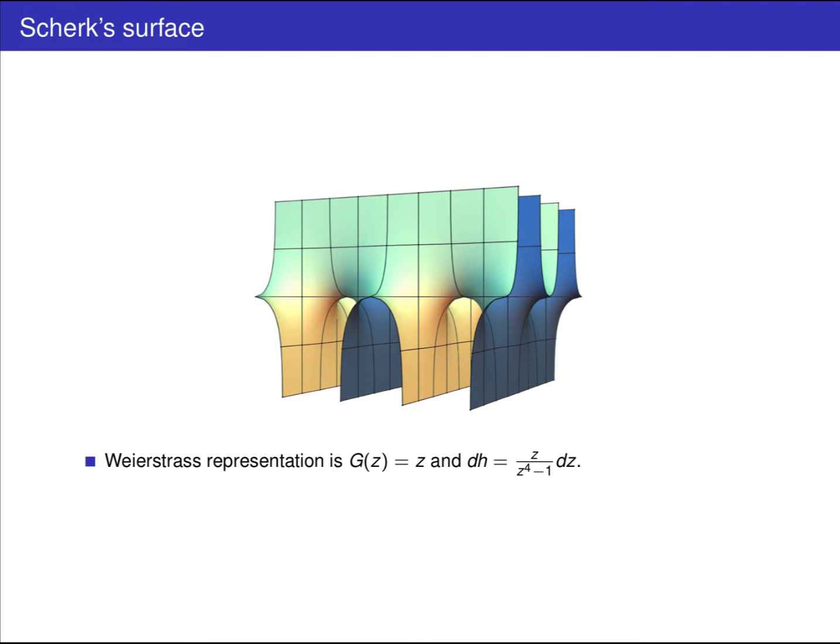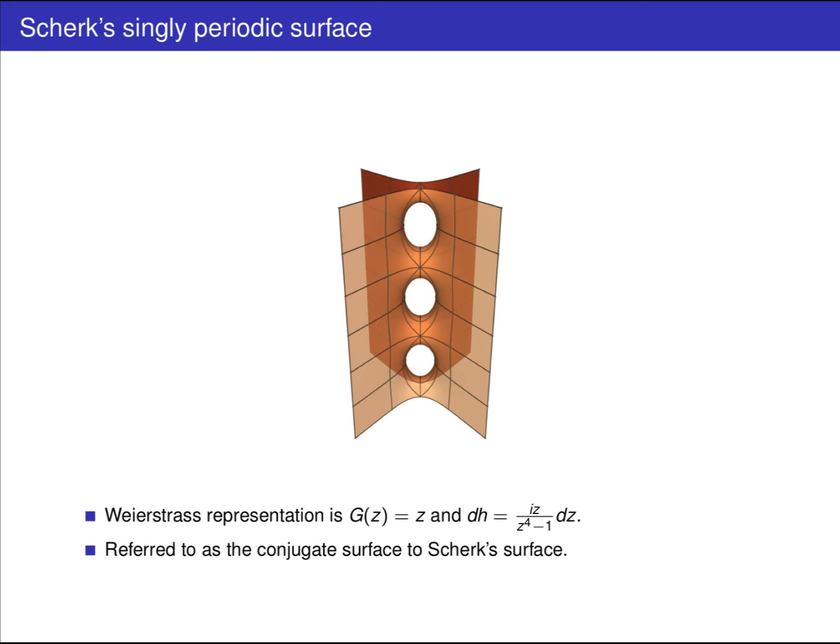Scherk's surface, doubly periodic surface, the Weierstrass representation is g of z equals z, dh equals z divided by z to the 4th minus 1, dz. Conjugate surface to Scherk's doubly periodic surface is Scherk's singly periodic surface. Weierstrass representation, g of z equals z, and dh equals i z divided by z to the 4th minus 1, dz.